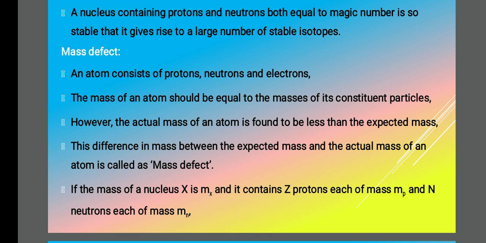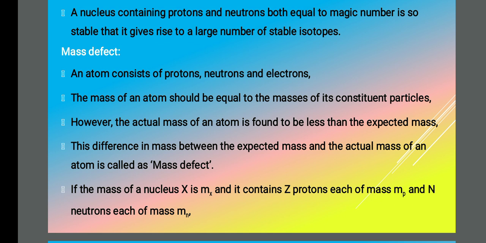So next thing what you are going to see is mass defect. An atom consists of, ஒரு atom பார்த்தீங்கன்னா proton, neutron as well as electron will be there. The mass of the atom should be equal to the sum of the masses of its constituent particles. However, the actual mass of the atom is found to be less than the expected mass. புரியுதா? I'll repeat. ஸோ ஆட்டம் பார்த்தீங்கன்னா அதில் ப்ரோட்டான் இருக்கும், நியூட்ரான் இருக்கும், எலக்ட்ரான் இருக்கும். ஸோ மாஸ் ஆஃப் த ஆட்டம் வந்து இந்த எல்லாத்தையும் நம்ம சம் பண்ணும்போது கிடைக்கக்கூடிய வேல்யூ தான் atomic mass சொல்லுவோம்.